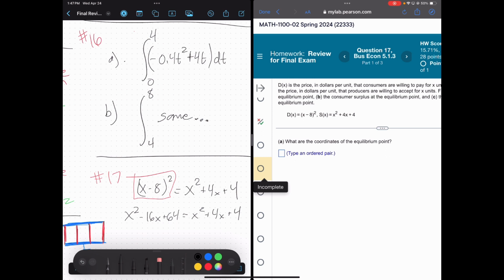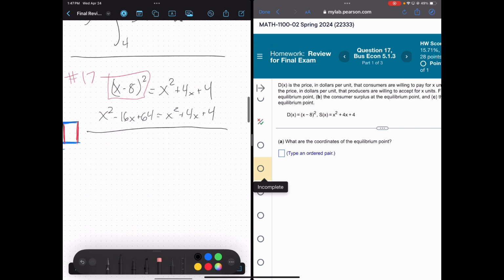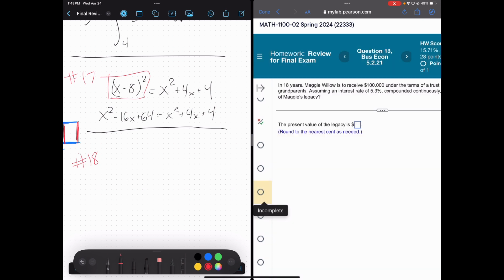Once you have that equilibrium point, calculate your consumer surplus and producer surplus just using that formula sheet that you guys have. Any questions about this one? Any questions? Okay. Yeah, what's nice is we're getting into the stuff that we've done more recently, so it shouldn't be as confusing.